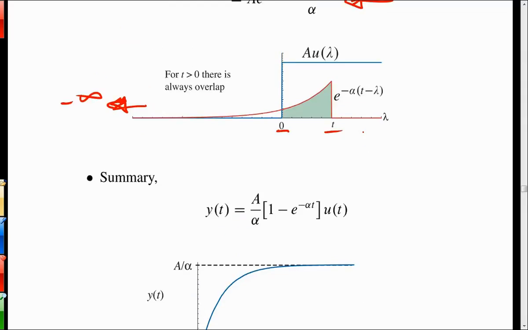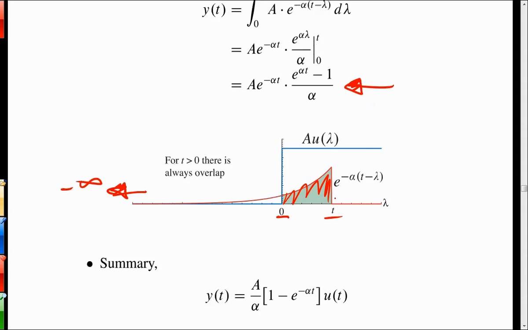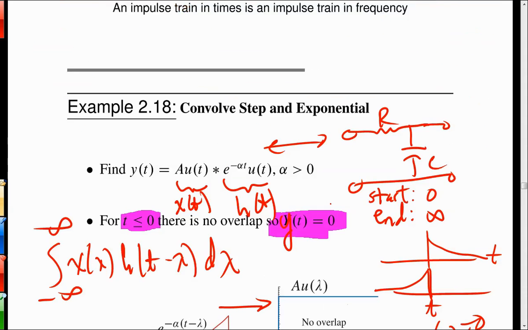Another way of looking at it, though, is that eventually so much of this green area is being integrated that you're essentially integrating that entire exponential, and that's going to integrate to what? Looks like I might have a sign error in here too. I do see a sign error in here, right? Or no? Alpha is supposed to be greater than 0, right? Yep.